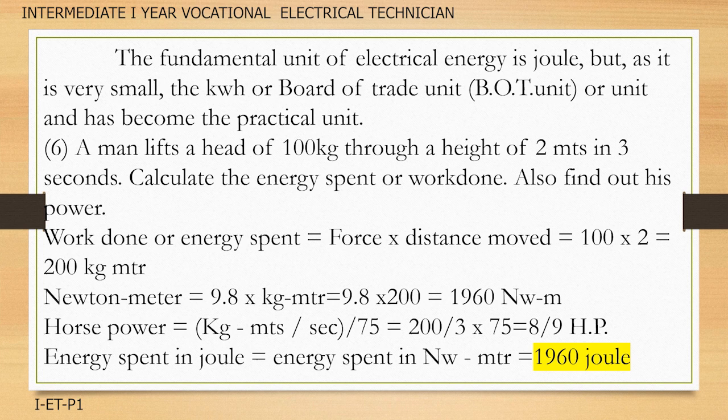Then horsepower equals kg meters per second divided by 75. That equals 200 by 3 into 75, that equals 8 by 9 HP. Energy spent in joules equals energy spent in newton meter, that equals 1960 joules.